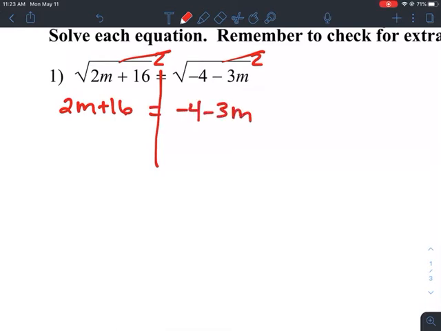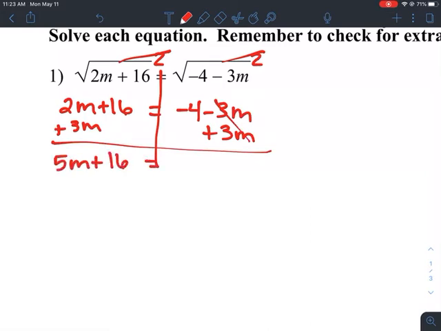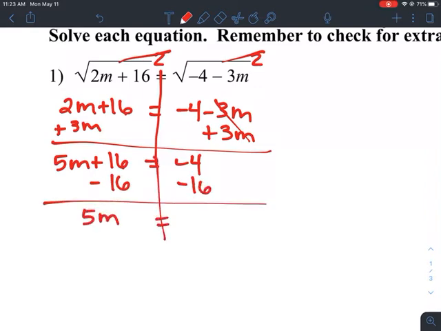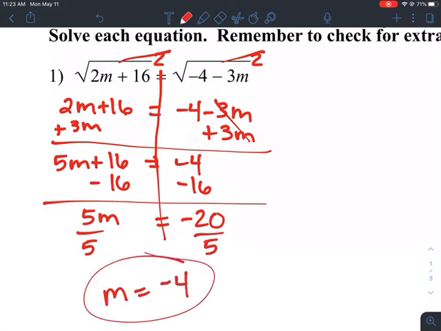Now it's just a regular linear equation, so I just have to get the variables on the same side. I'm going to add 3m. These cancel and I get 5m plus 16 equals negative 4. Then I want to move the numbers away from the m, so I subtract 16 on both sides, and I get 5m equals negative 20. Then to get m all the way by itself, I divide by 5. So m equals negative 4.